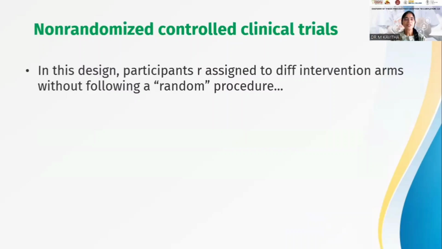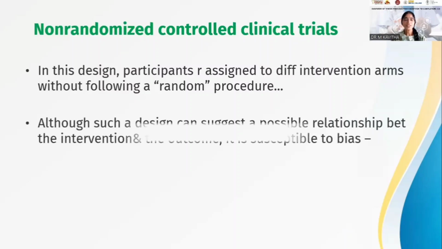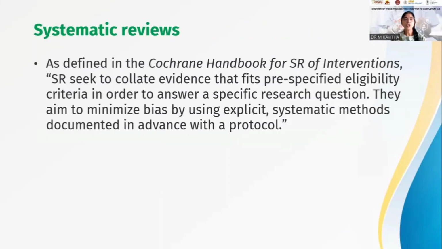Coming to non-randomized controlled clinical trials, in this design, participants are assigned to different intervention arms without following a random procedure. For instance, this may be based on the investigator's convenience or whether the participants can afford a particular drug or not. Although such a design can suggest a possible relationship between the intervention and the outcome, it is susceptible to bias, with patients in the two groups being potentially dissimilar, and hence the validity of the results obtained is low.